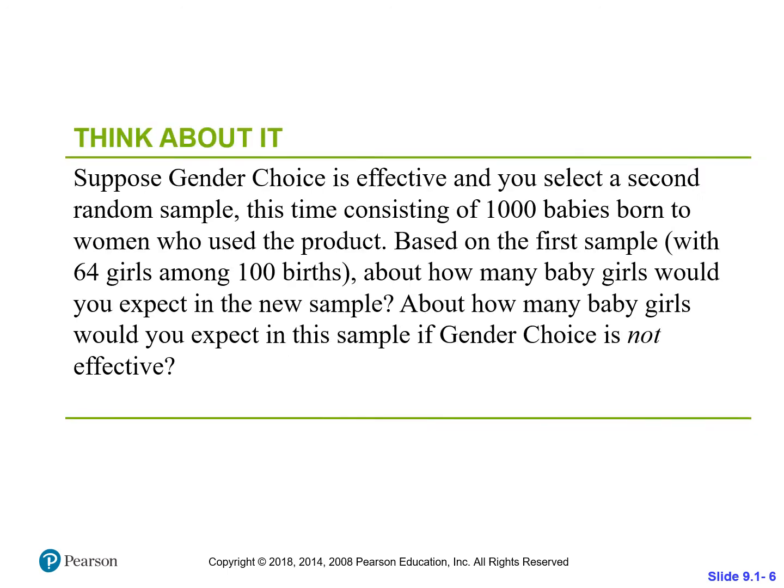So suppose Gender Choice is effective and you select a second random sample of 1,000 babies born to women. Based on this first sample with 64 among 100, about how many baby girls would you expect in the new sample? And about how many would you expect in the sample if Gender Choice is not effective? So, just adding on another 0.